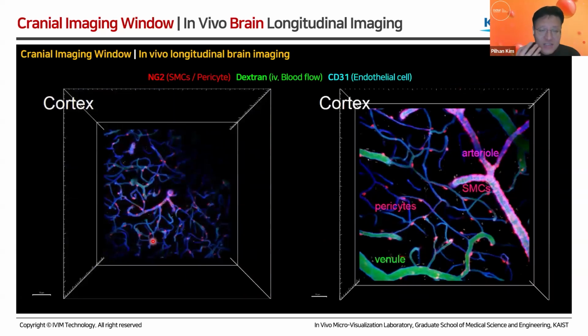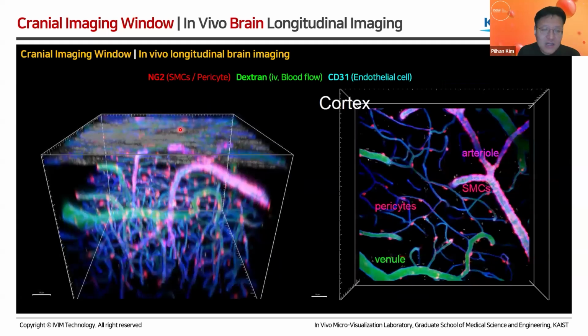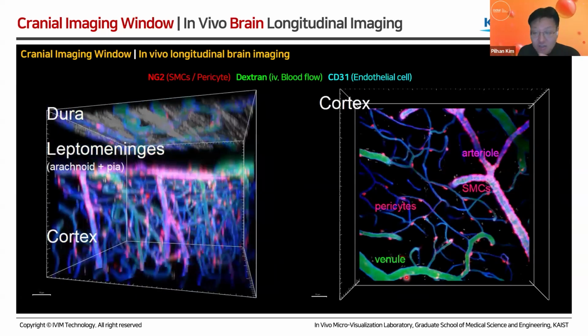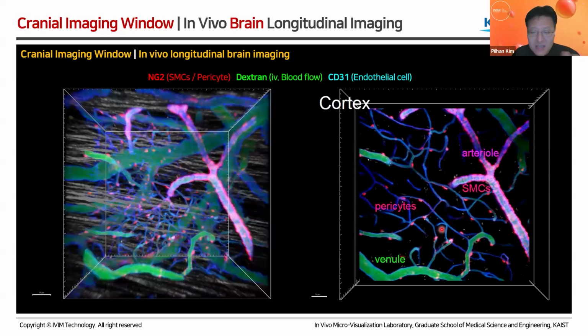Another data set. This is GSTAX data. We start from the dura and the meninges, and then we can also see the cortex, and distinguish the capillaries and the single cells inside the brain.